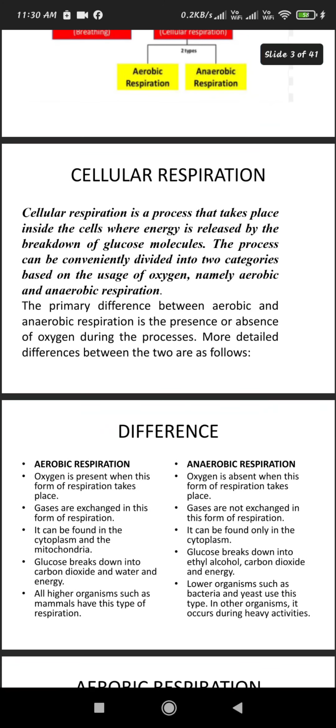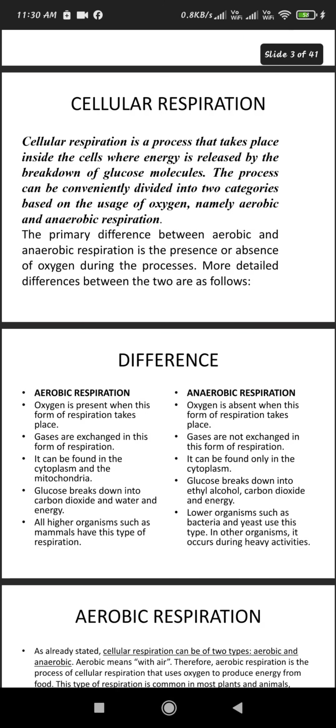Now, next is cellular respiration. One by one we will study all these. Cellular respiration is the process that takes place inside the cell where energy is released by the breakdown of glucose molecules. In this, oxygen reacts with glucose to give you carbon dioxide, water and energy, and this is taking place inside the cell. That is, it is taking place in mitochondria, and mitochondria produce your energy.